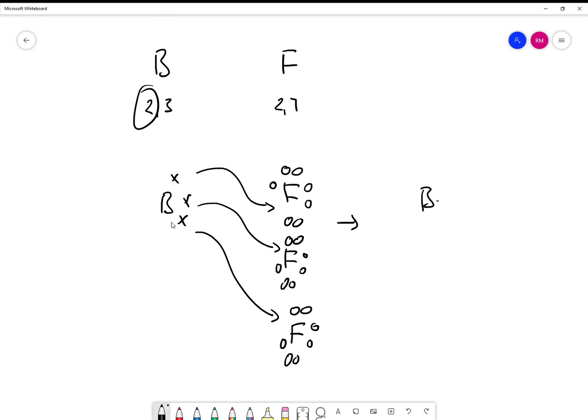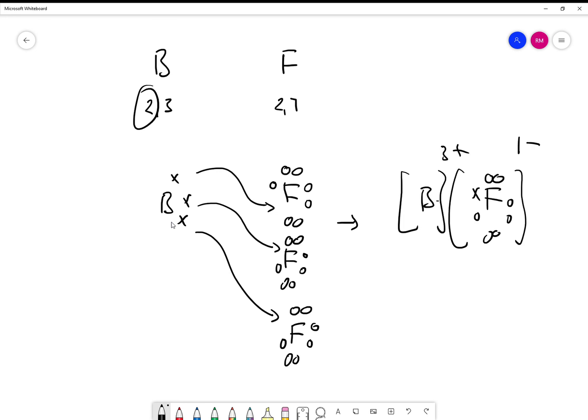Okay, so boron this time ends up as a 3 plus ion, and fluorine ends up with one cross in there, and there's 7 dots. It's 1 minus, but remember there are 3 of them. And we go to electron arrangement now. 2, that's a full outer shell for boron, and 2, 8, that's a full outer shell for fluorine.